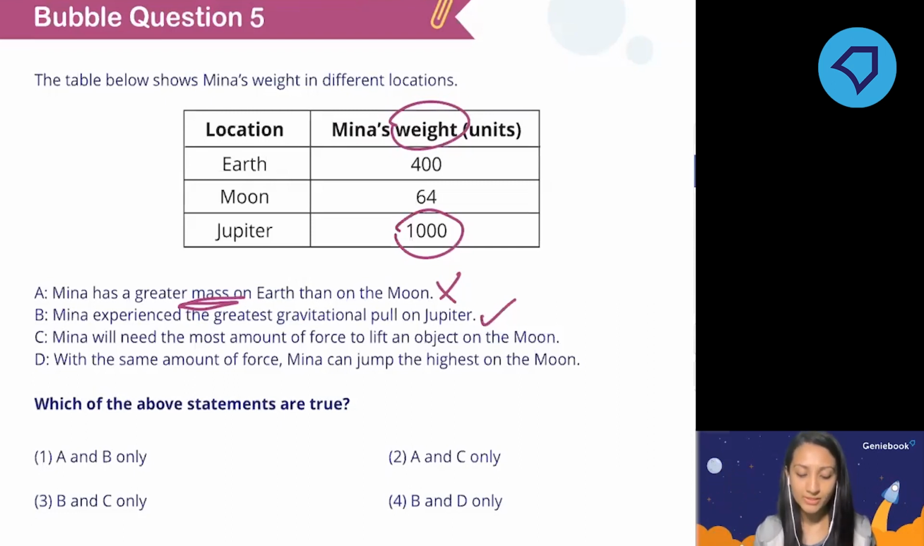Okay, Mina will need the most amount of force to lift an object on the moon. This is incorrect because again, on the moon, there is very little gravity. So her weight is only 64. So if she were to lift up an object, it would be lighter. And then for option D, this is correct as well because she is the lightest on the moon. Therefore, she can jump the highest. Yes, I almost got tricked myself.